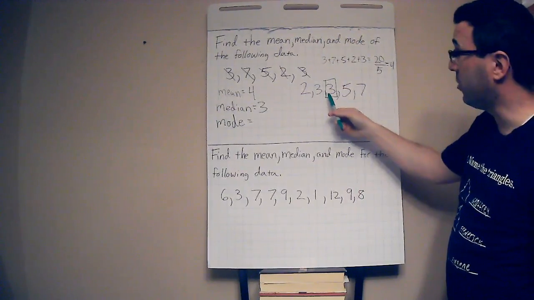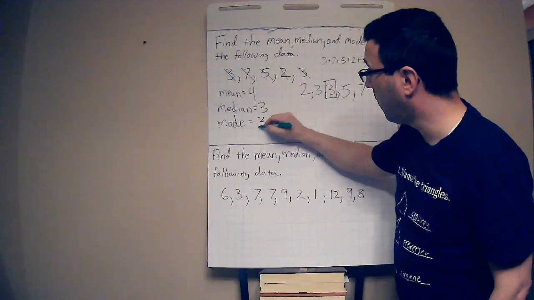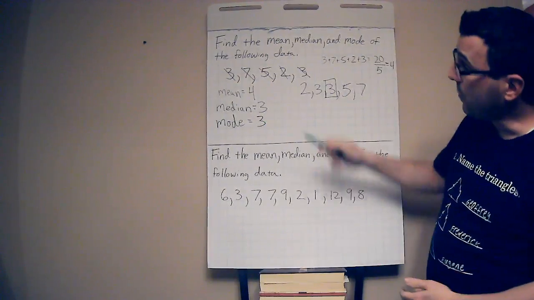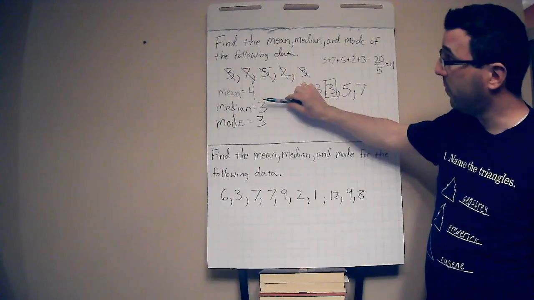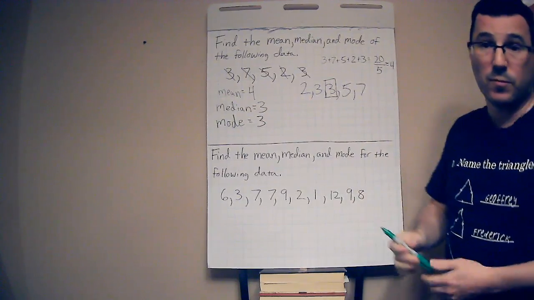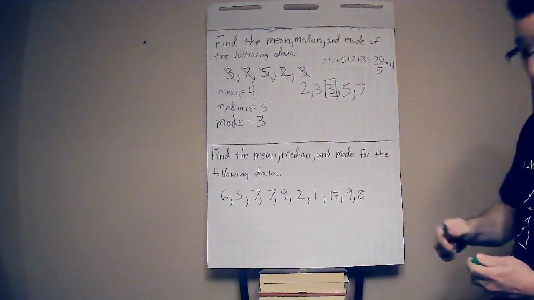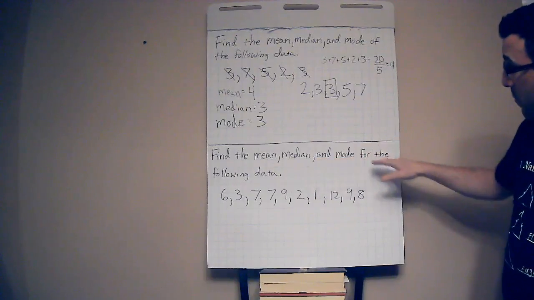3. It shows up twice. Everything else only shows up once. So 3. So now we have our mean, median, and mode. Our mean is 4. Our median is 3. Our mode is 3. There we go.